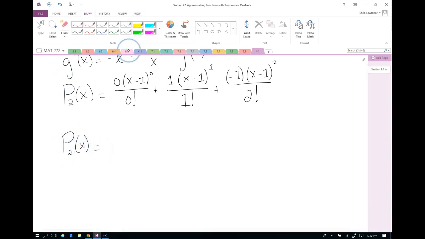Now this whole first piece is going to zero out because I'm multiplying by 0 up there in my numerator. So we're not going to have a constant term. In my second piece, I've got a times 1 and a divide by 1. So we're really just going to have that x minus 1.